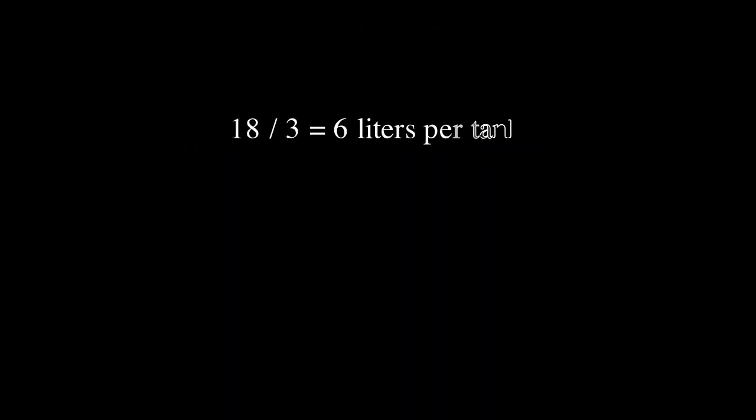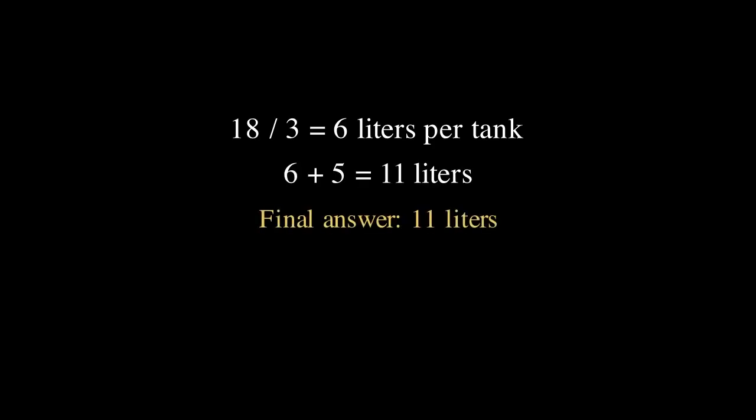18 liters divided equally among 3 tanks gives 18 divided by 3, which is 6 liters per tank. Now we add the extra 5 liters that the second pipe puts into that one tank. 6 liters plus 5 liters gives 11 liters.